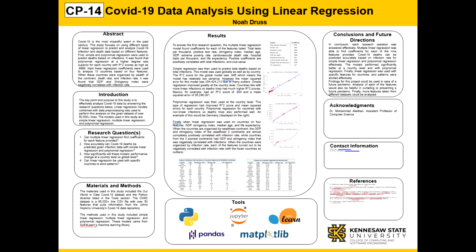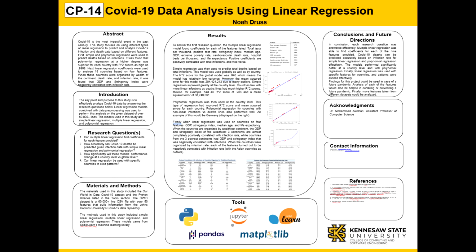As materials and methods, really quick, the data set that I used was a 60,000 line and more, updated daily CSV file with over 50 features from Johns Hopkins University's data repository for COVID-19. The methods that I used in this study were simple linear regression, which is predicting a label based on one feature, multiple linear regression, predicting a label based on multiple features, and polynomial regression, predicting a label with a polynomial line of best fit as opposed to a linear line of best fit.